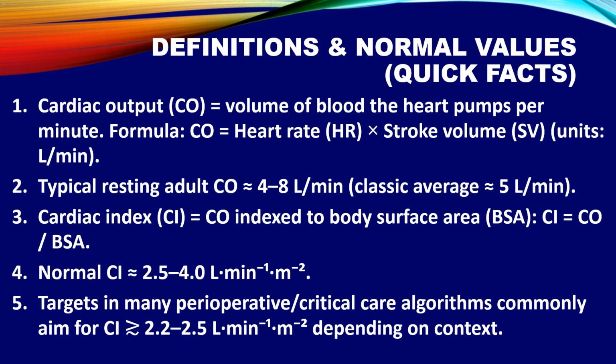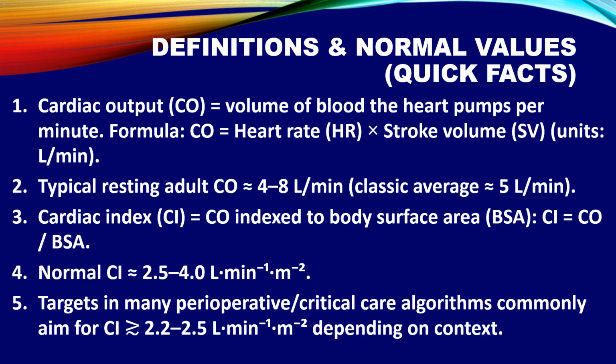Definitions and normal values. 1. Cardiac output, CO, is the volume of blood the heart pumps per minute, calculated as CO equals heart rate, HR, times stroke volume, SV, with units of L per minute. 2. Typical resting adult CO is approximately 4.8 L per minute, with a classic average of around 5 L per minute.